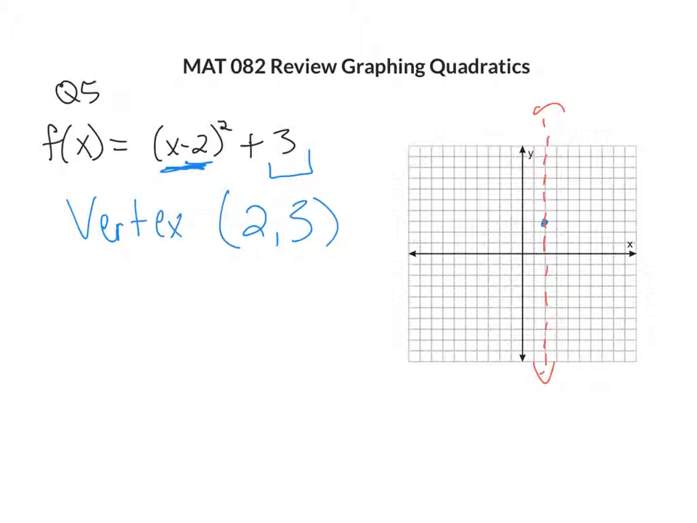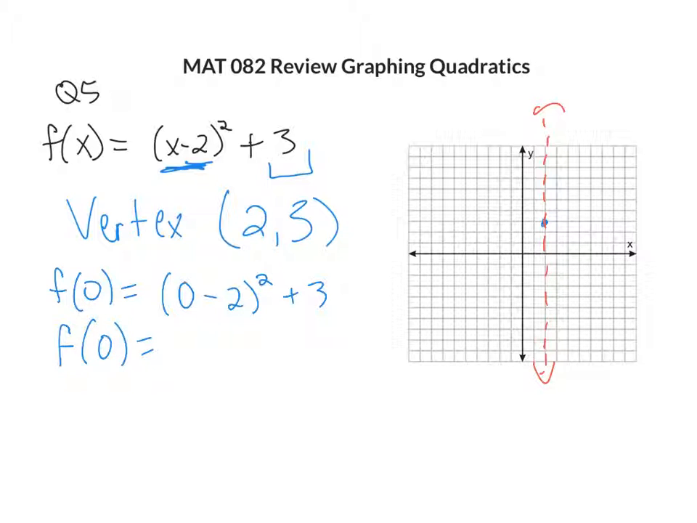However, unlike the standard form, it does take a little bit of math to find the y-intercept. So we need to plug in 0 anywhere we see x and solve for what y would be. So 0 minus 2 is -2 squared plus 3. Well, -2 squared is 4, plus 3 is 7. So my y-intercept is at 7.